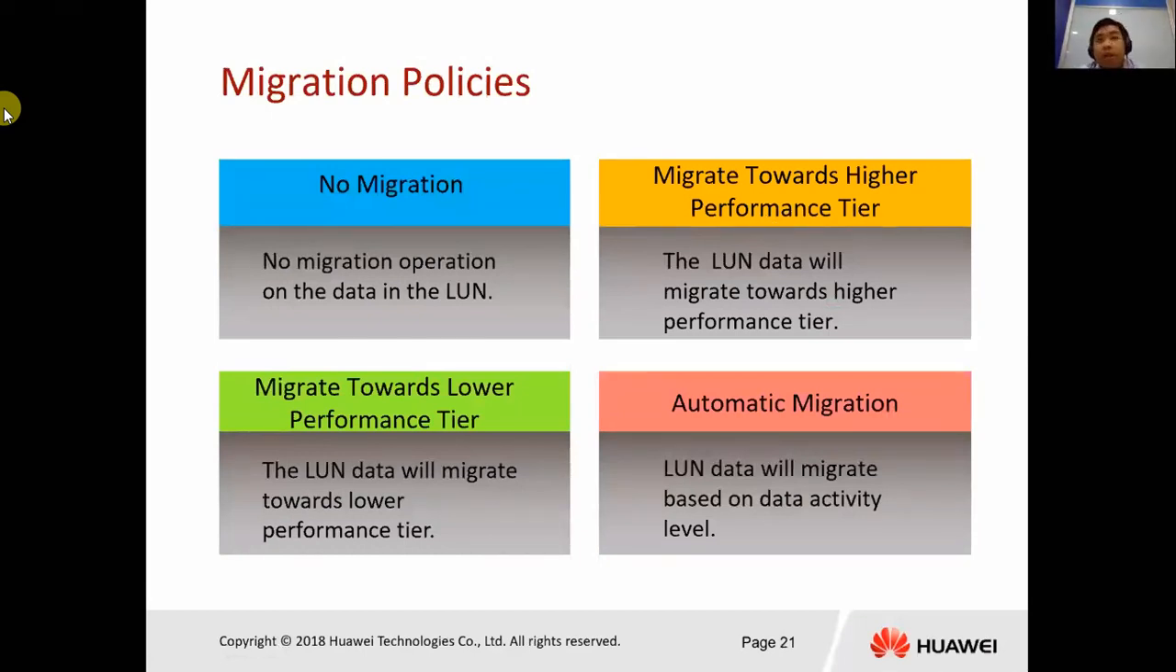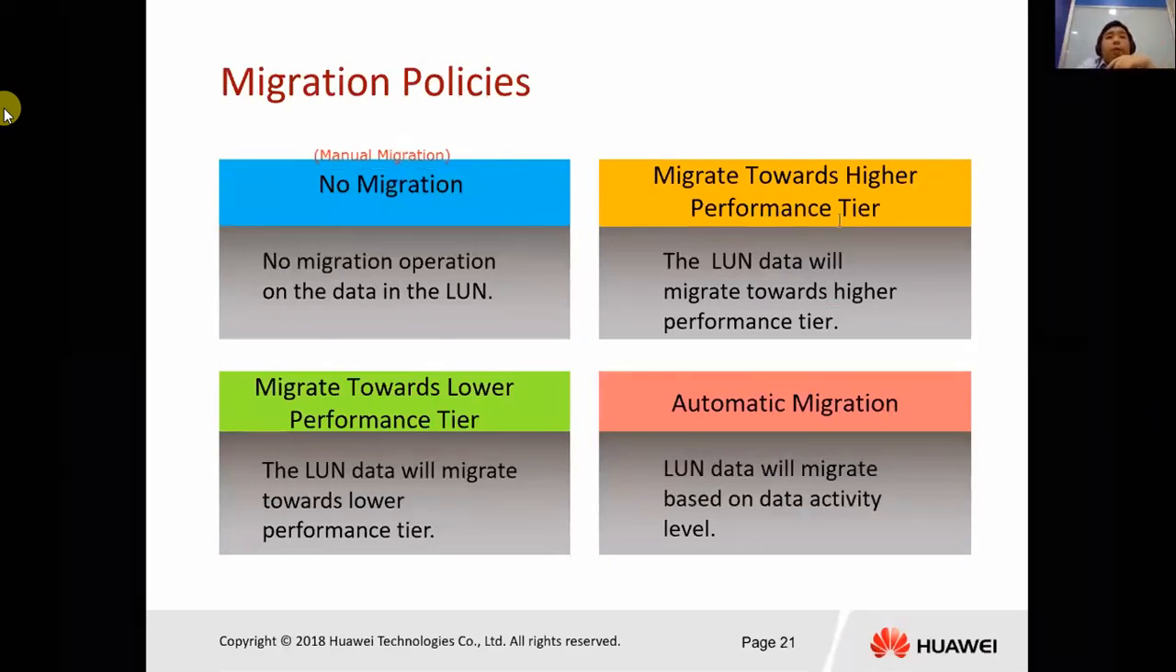In migration policy, we have 4: no migration, migrate to a higher performance tier, migrate towards a lower performance tier, or automatic migration. These 4 of them. So basically, what's the difference? First, no migration means that it will not perform any automatic migration. This is also another meaning called manual migration. So you have to manually activate the migration yourself. That's what we mean by no migration, manual migration.